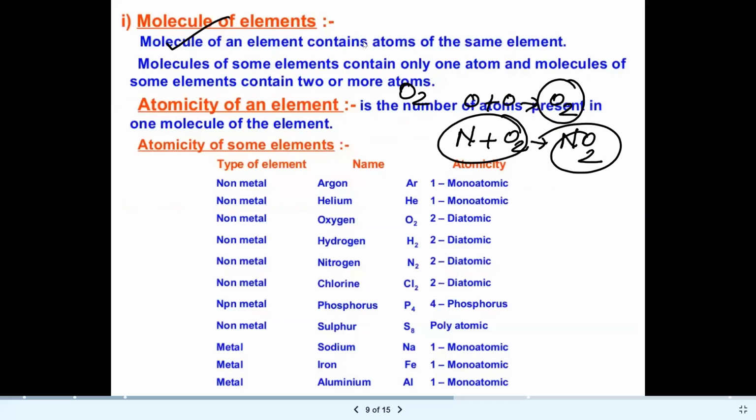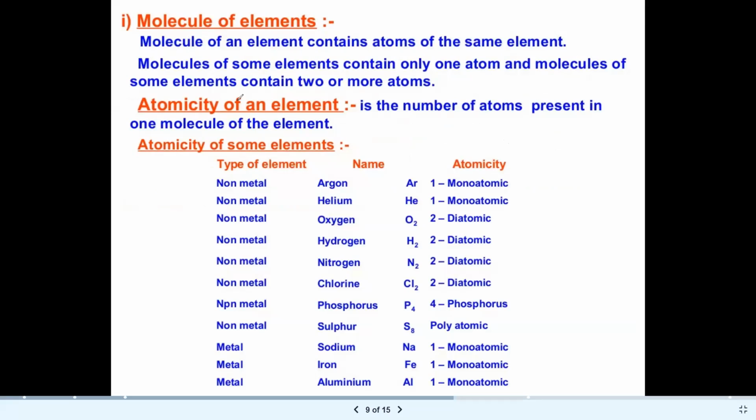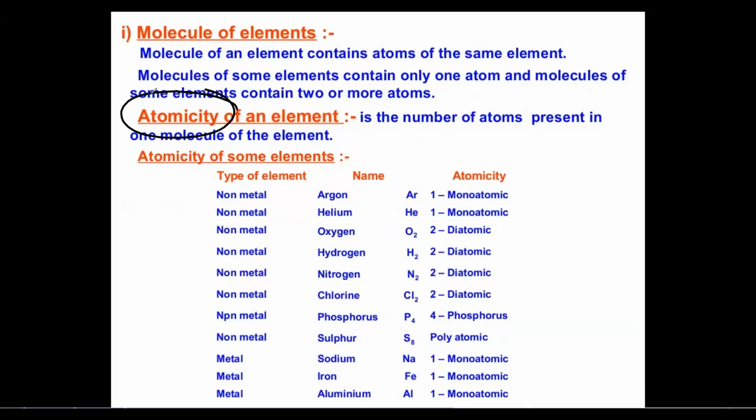Now, if you discuss the molecules of an element, we have something which is called the atomicity of an element. Atomicity represents the number of atoms which can be present in one molecule of an element. So if you take argon, argon is a uniatomic or monoatomic molecule. So that is one atom. Similarly, oxygen is diatomic because it has two atoms of oxygen.